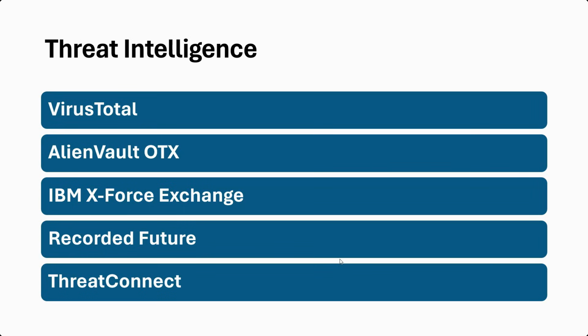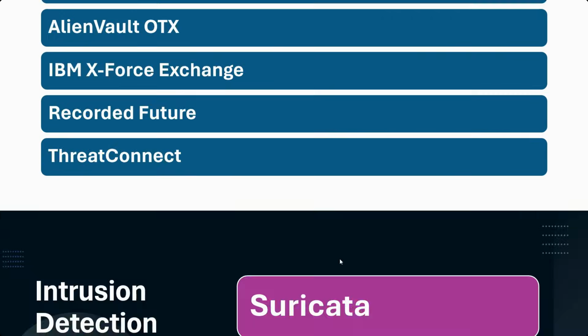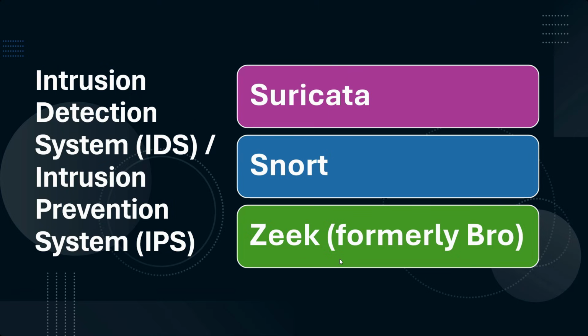Next, threat intelligence tools: VirusTotal, AlienVault OTX, which is free. VirusTotal is also free, but if you want to go for multiple queries, then it's paid. I think it's free for 20 queries in a day or something, but you can check the API as well, right? Next, we have IBM X-Force Exchange, which is free. Recorded Future is a paid commercial license. ThreatConnect is again paid. Intrusion detection software: we have Suricata, which is a network-based IDS/IPS solution. Snort, which is a network-based IDS solution. Then we have Zeek as well, which was formerly called Bro.